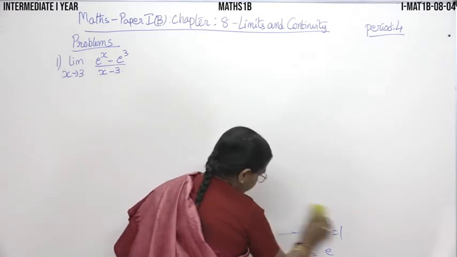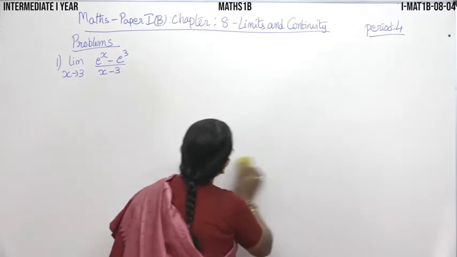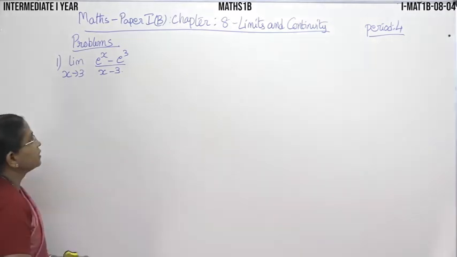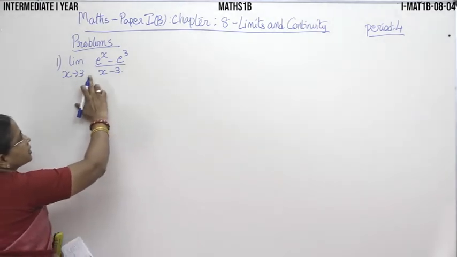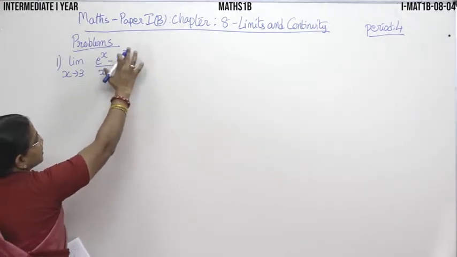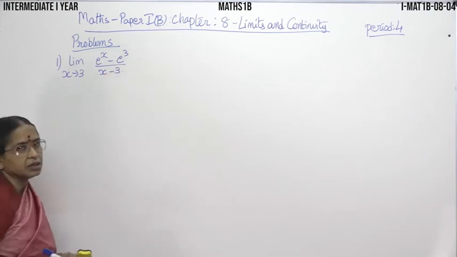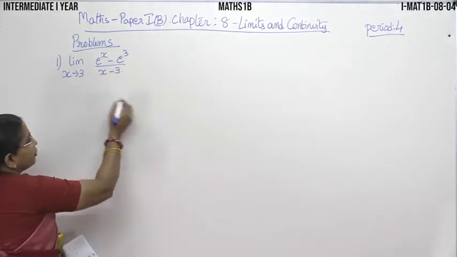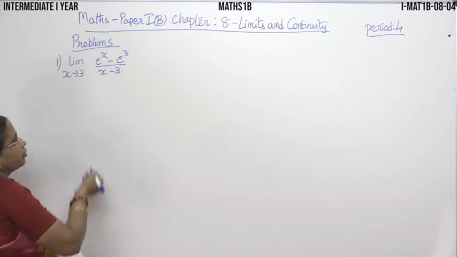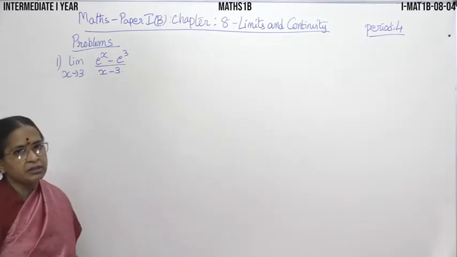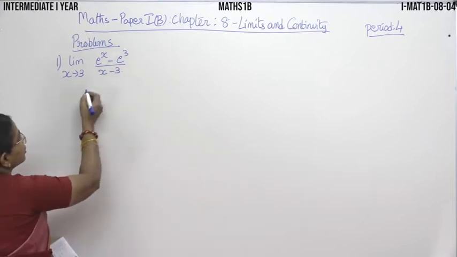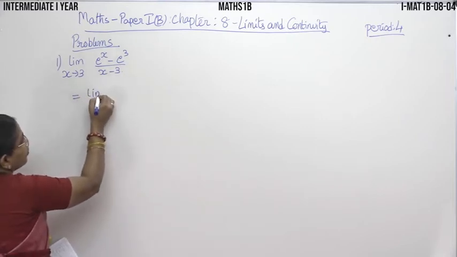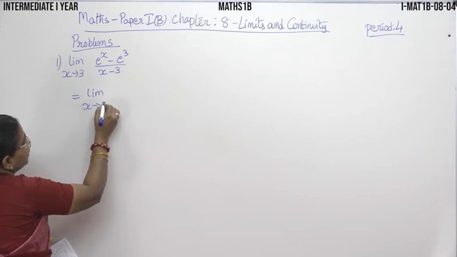Limit x tending to 3 of e power x minus e cube by x minus 3. Now when you substitute x as 3, it is e power 3 minus e power 3 by 3 minus 3, 0 by 0 form. So you have to use one of the standard limits. How to do? You can put x minus 3 as equal to some y, or you can also do like this.